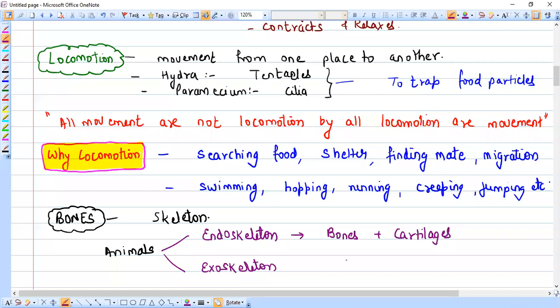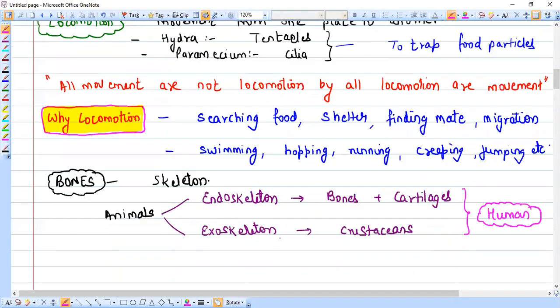When I talk about exoskeleton, it is crustaceans, the crabs, the spiders, the scorpions. They show exoskeleton. Humans will have both. So I can say that humans have both endoskeleton as well as exoskeleton. What is endoskeleton in humans? We have the bones and the cartilage. What is the exoskeleton? I can say the nail that is present is going to act as your exoskeleton.